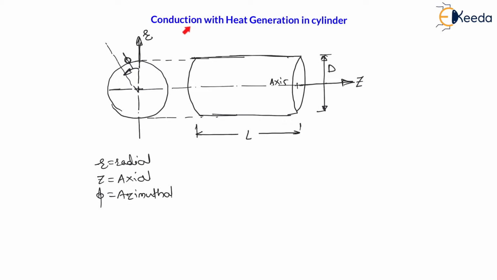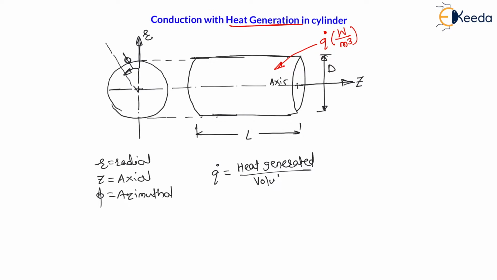Now, as we are looking at conduction with heat generation in a cylinder, right? As there is heat generation, let us say Q dot is the uniform heat generation rate per unit volume, that is watt per meter cube. Therefore, Q dot is nothing but heat generated per unit volume, right? Therefore, the heat generated Q will be equal to Q dot, the heat generation rate per unit volume, into volume. This is the complete heat generated in the cylinder, right?